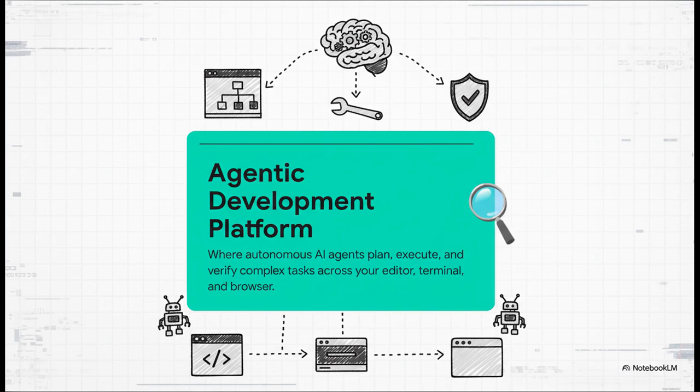At its heart, Antigravity is what Google is calling an agent development platform. Now, the keyword you got to focus on here is autonomous. This is way beyond simple code completion. We're talking about AI agents that can take a big, high-level task, figure out a plan all on their own, and then just go and execute it across your editor, your terminal, your browser, all without you having to hold its hand.